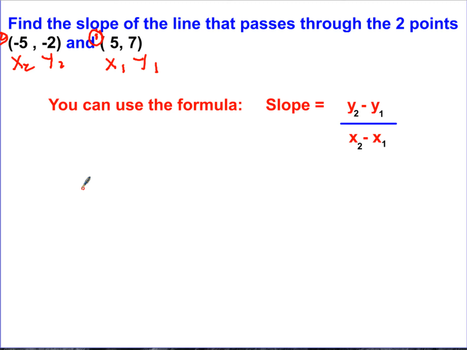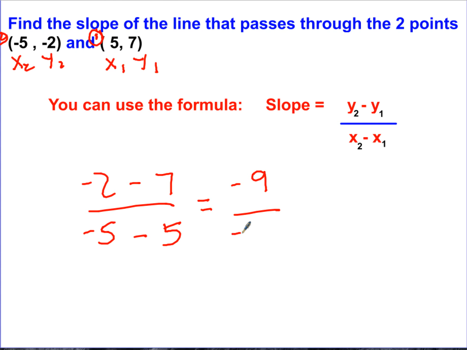So y2 minus y1 would be -2 minus 7 over x2, -5, minus x1, which is 5. If I work this out, -2 minus 7 is -9. -5 minus 5 is -10. If I have a negative over a negative, that actually makes a positive. So this becomes positive 9/10.